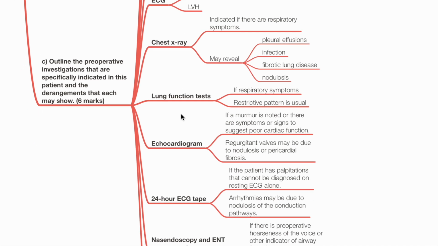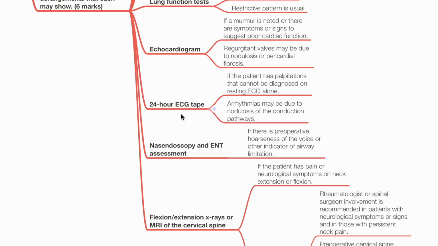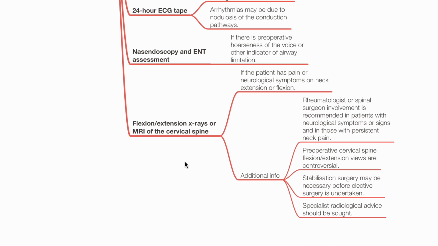Lung function tests if respiratory symptoms are present. Restrictive pattern is usual. Echocardiogram is warranted if murmur is noted and if there are heart failure symptoms. Regurgitant valves may be due to nodules or pericardial fibrosis. 24-hour ECG tape if patient has palpitations. Arrhythmias may be due to nodulosis of conduction pathways. Nasal endoscopy and ENT assessment if there is pre-op hoarseness or other indicator of airway limitation. Flexion extension X-rays or MRI of cervical spine if patient has pain or neurological symptoms or neck extension or flexion.